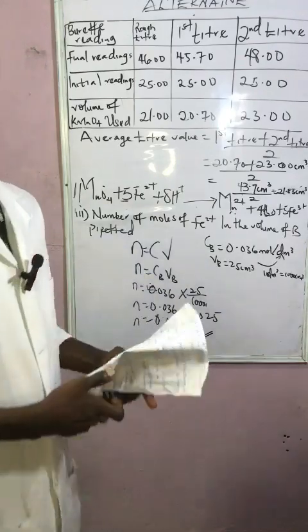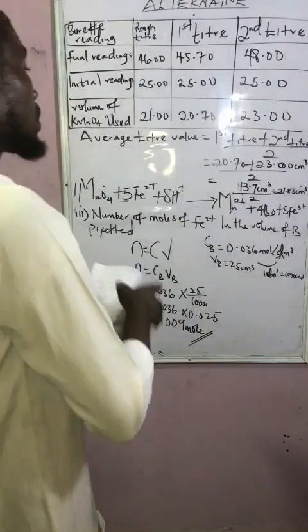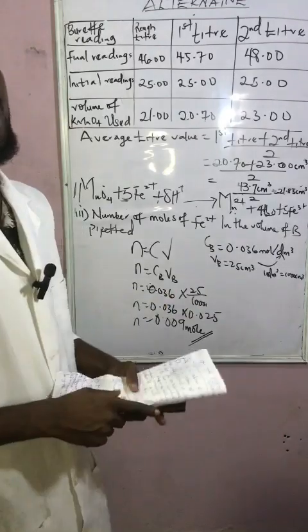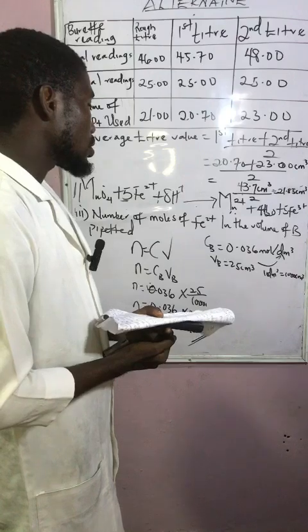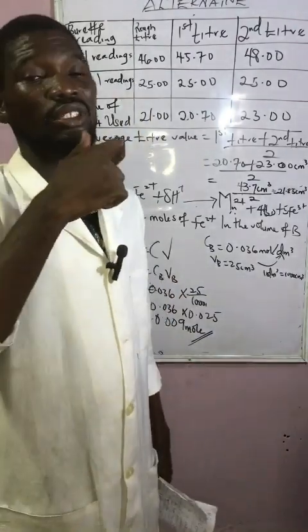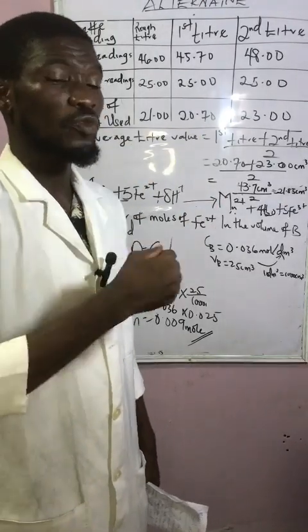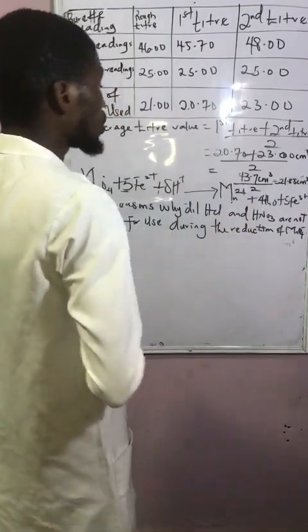So before we move on, the last but not the least is, according to what I dropped on the board, I said suggest a reason for adding dilute sulfuric acid to the permanganate solution before titration. The only reason is because sulfuric acid is stable toward oxidation. Again, sulfuric acid is stable toward oxidation. And HCl and HNO3 are not suitable for use during the reduction.